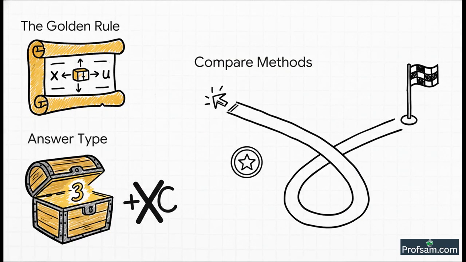So let's quickly recap the absolute must-know points. Number 1, at the top of the list is the golden rule. When you change the variable, you must change the limits. Don't ever forget that. Second, method 1 is usually faster, but method 2 is a perfectly good and safe alternative. And finally, please remember, a definite integral gives you a number as an answer, not a function. So no plus C here.